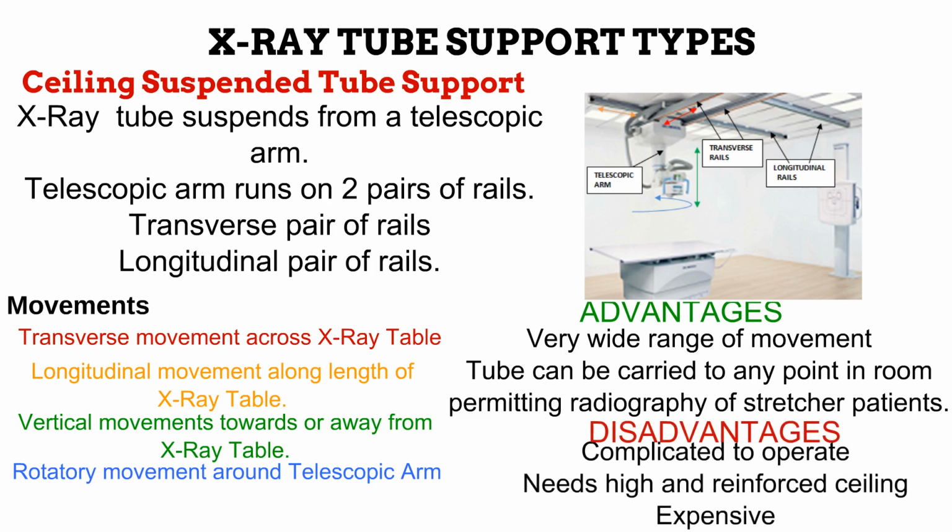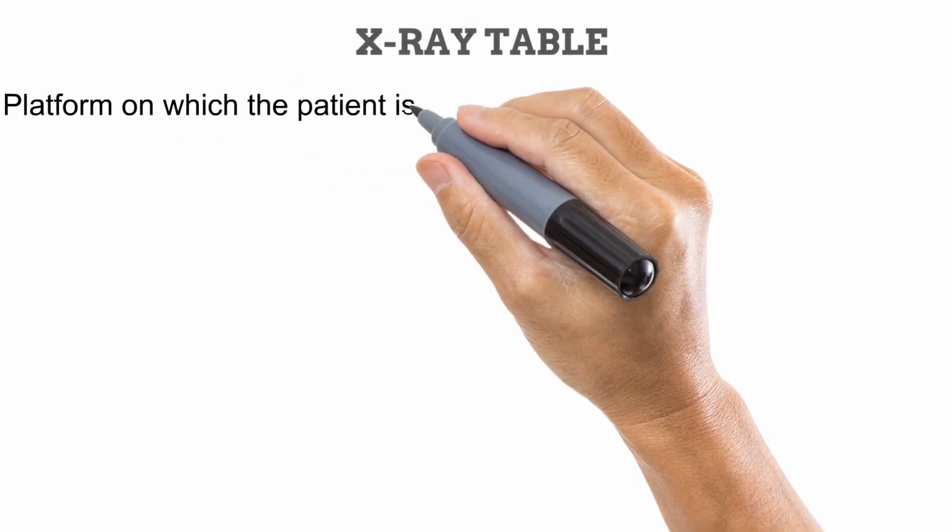However, this system is more complicated than others and would require much more practice. Also, not only does the ceiling need to be very high, it also needs to be reinforced to bear the weight of the rails, the telescopic arm, the tube and all associated cables. Also, this configuration is usually the most expensive of the three. That takes us to the X-ray table.